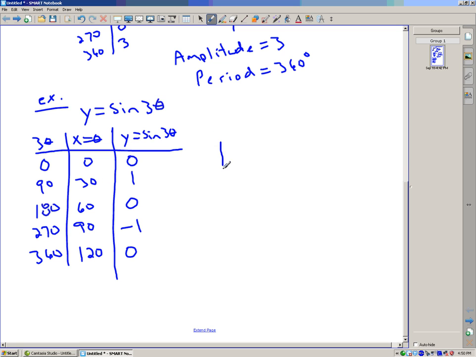Now when I label my graph, however, my thetas are going to be labeled right here as 30, 60, 90, and 120. And then I need to go up and down 1 and -1. So I'll just plot these points. I'm plotting theta versus sine of 3 theta. So I have 0, 0. I have 30 degrees 1. I have 60 degrees 0, 90 degrees -1, 120 degrees back to 0, and then I've got that sine graph.